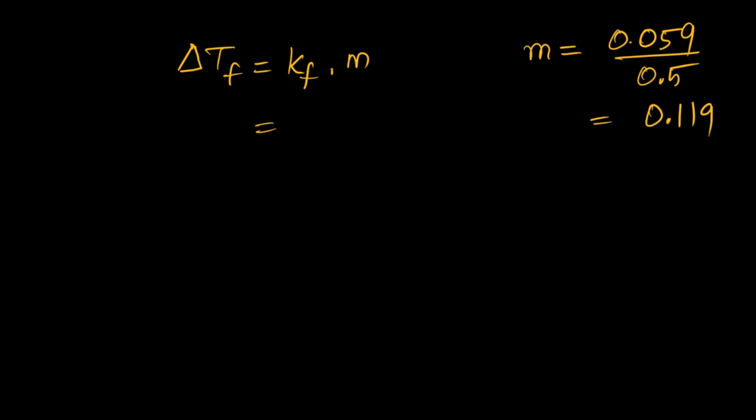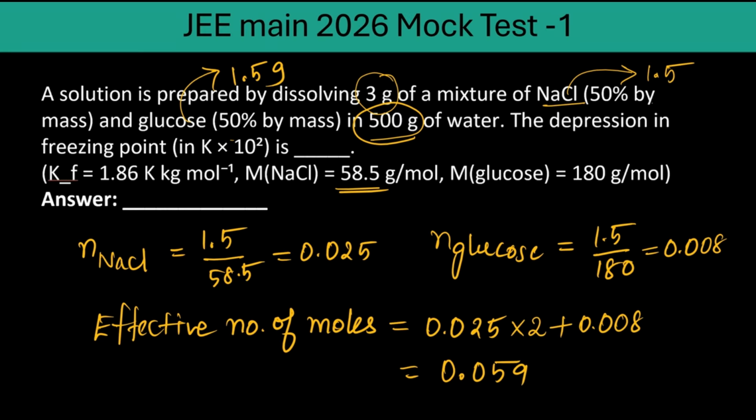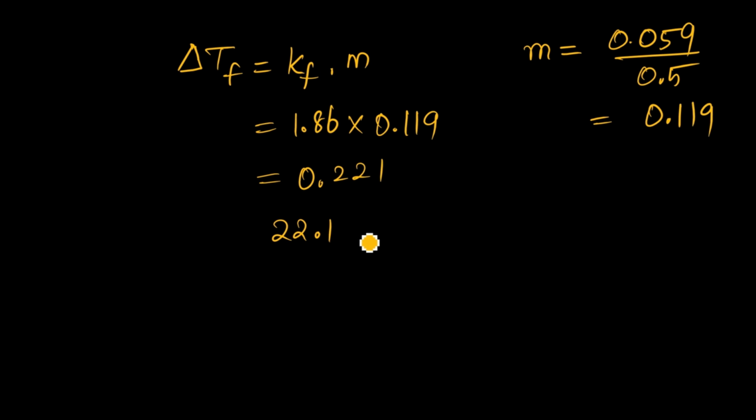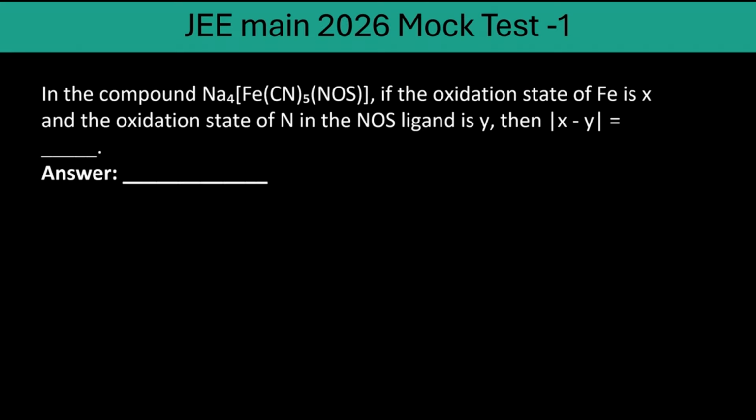Let's substitute the values given. Kf value is 1.86 into 0.119, that is equal to 0.221. They are asking in 10 to the power minus 2, which will be 22.1 into 10 to the power minus 2. Approximately the answer is 22 here.